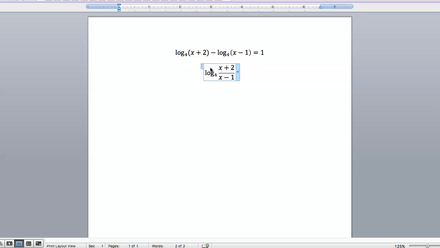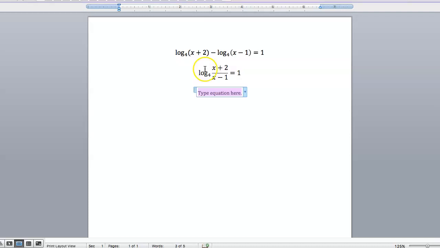There's my new improved left-hand side. On the right I have equals 1. Nothing to do over there. Well, now I have a logarithm equals a constant. The next part of my goal here, I'm going to rewrite this in exponential form. We can rewrite any logarithmic expression in exponential form.